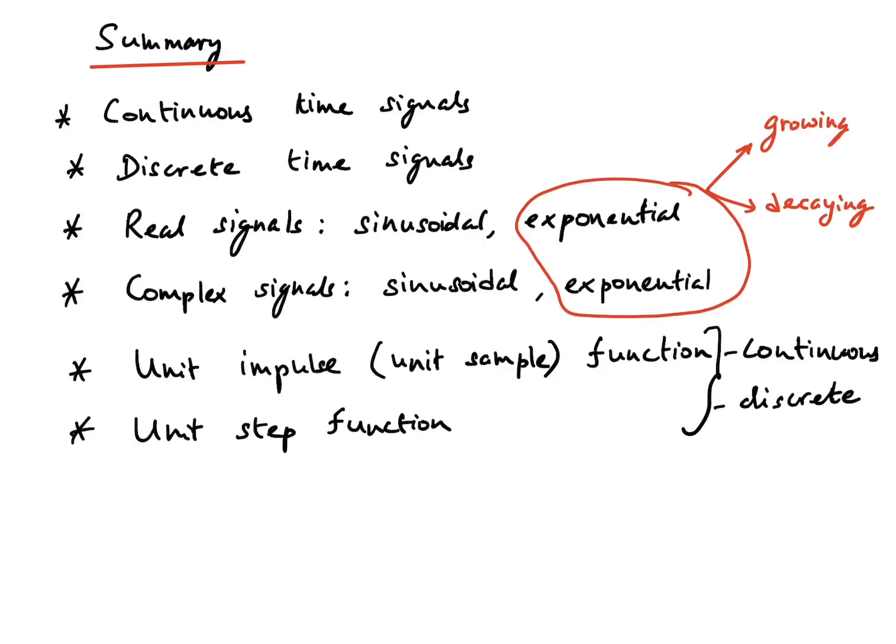Okay, now let us just summarize the contents of today's lecture. What we have discussed is continuous and discrete time signals, and we had a quick overview of real signals from the previous lecture, when we talked about real sinusoidal and real exponential signals. And within the exponential signals, we saw the growing exponential and the decaying exponential.